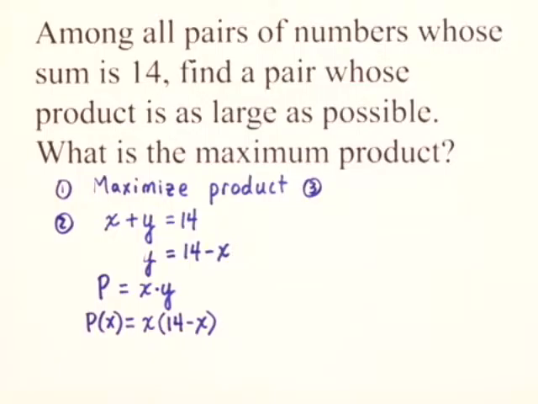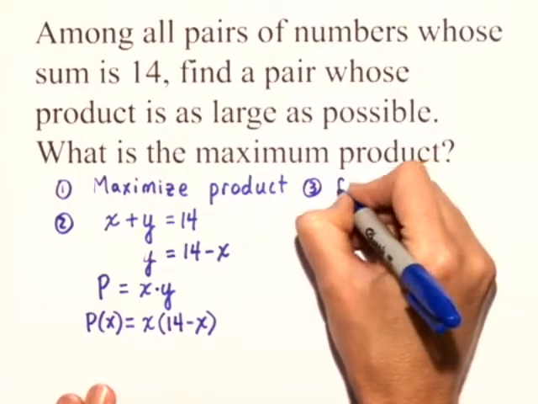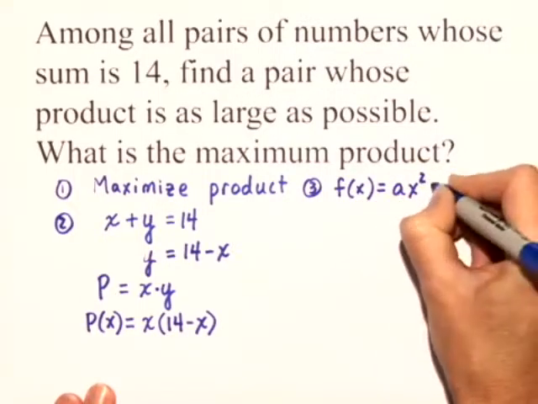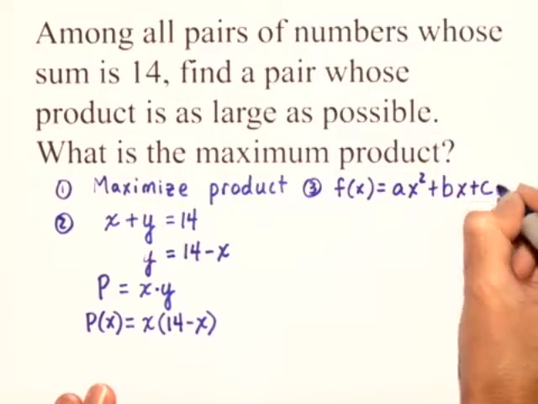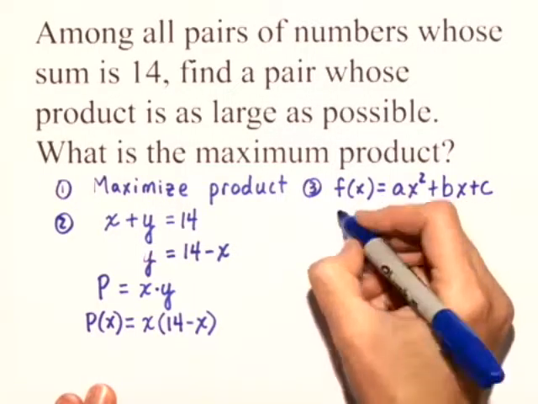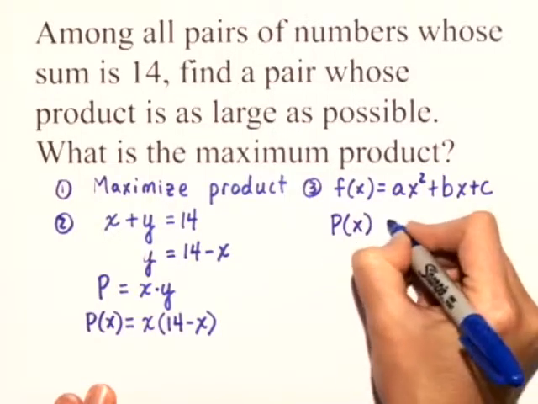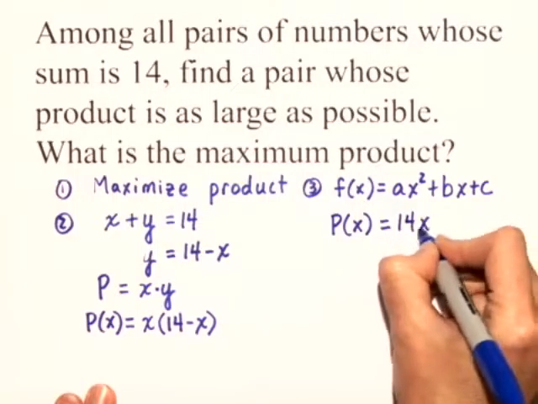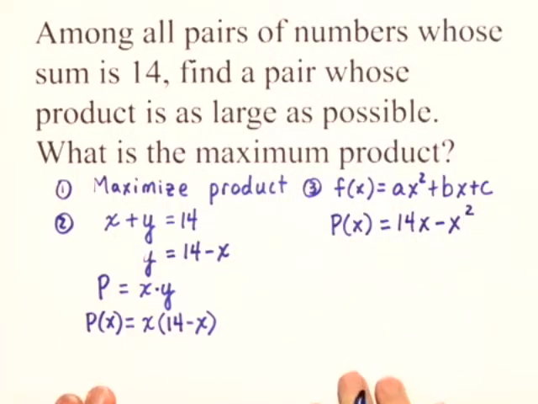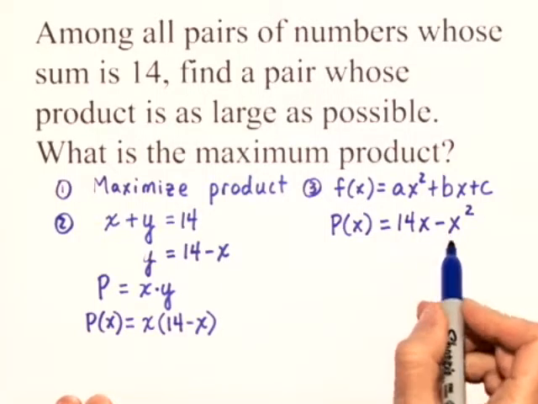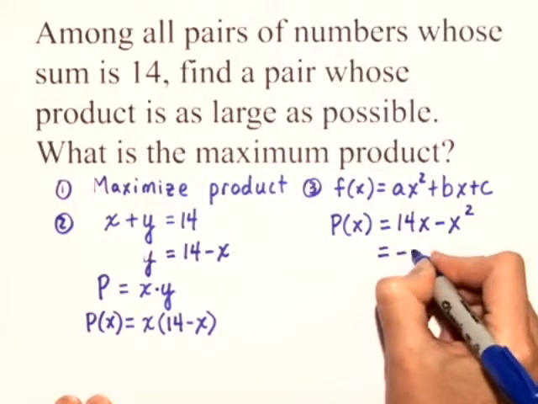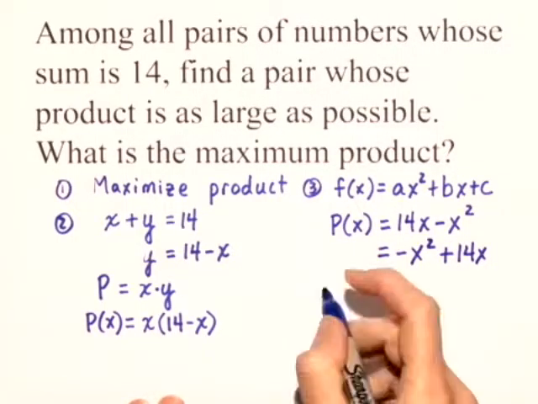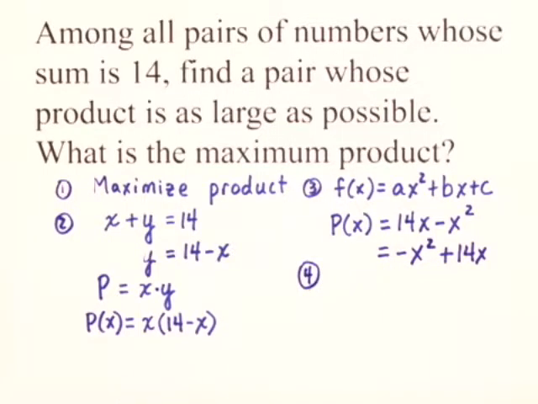We want to write this quadratic function in this form: f of x is equal to ax squared plus bx plus c. So in this case, our function is actually p of x, and that's equal to, let's distribute the x through, 14x minus x squared. And in order to write it in standard form, we'll write it in descending order. So it's negative x squared plus 14x. Now we're ready to finally, in step 4, answer the question.